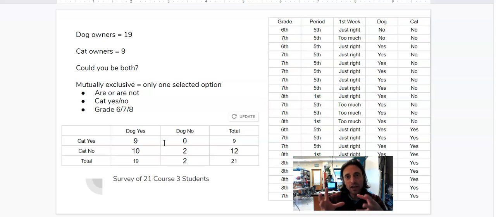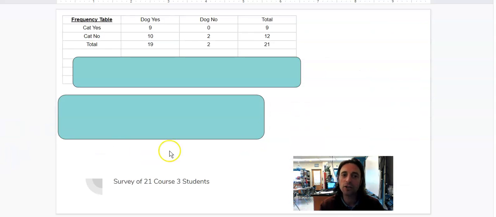So last time we took that information and we built this two-way table here. And basically, again, this is called a frequency table because it's just the number. The number of dog owners and cat owners are 9. The number of cat owners that don't own a dog are 0, right? The total number of cat owners are 9, and so on. That's what we did last time. This time we're going to use this data and we're going to create what's called a relative frequency table.